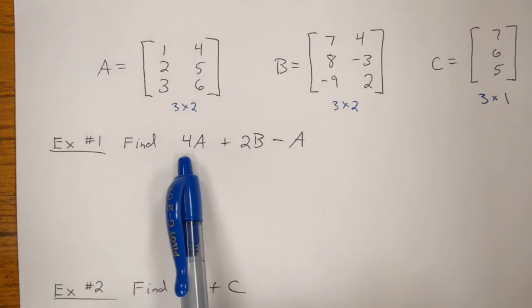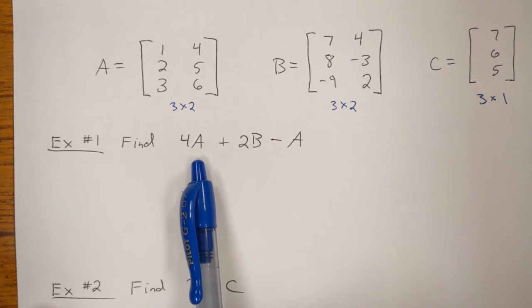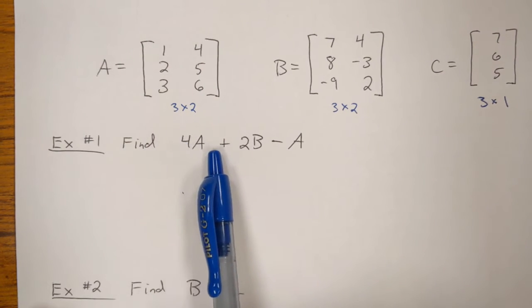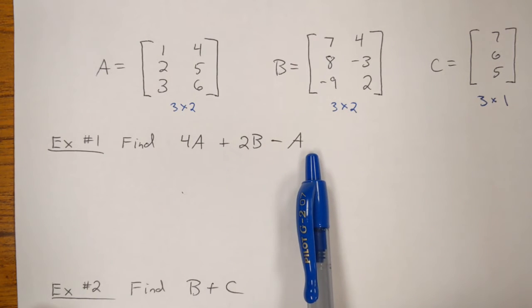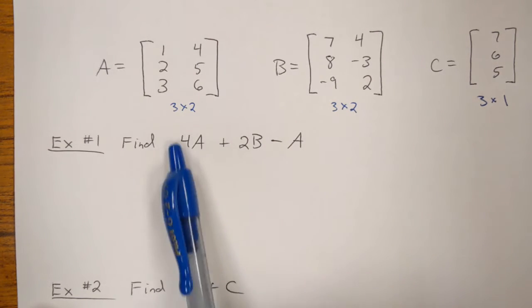All right, example number 1, we need to find 4 times A. This 4A means 4 times A plus 2 times B minus A. So let's start with this. How would we do a 4A? Can we multiply a number times a matrix? And the answer is that we can.